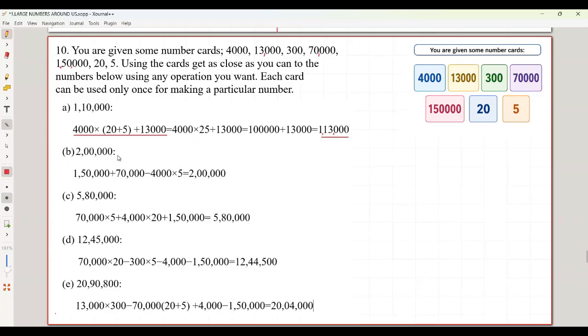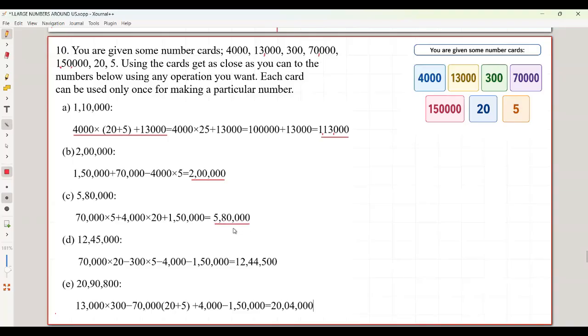Next, for 2 lakhs, I'm using 1 lakh 50,000 and 70,000 minus 4,000 into 5. I'm getting exactly 2 lakhs. For C, 5 lakhs 80,000, I'm using 70,000 into 5 plus 4,000 into 20 plus 1 lakh 50,000. The exact answer comes up: 5 lakhs 80,000.